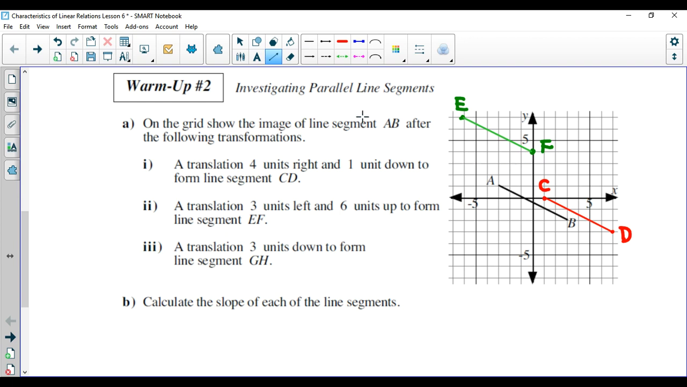And then we're good. Okay, and the final one says do a translation of just 3 units down. So we'll do this line in blue. We take each of these points and just go 3 units down. So 1, 2, 3. This would give me line segment G. And then 1, 2, 3 would give me line segment H. Then we'll just connect those lines.